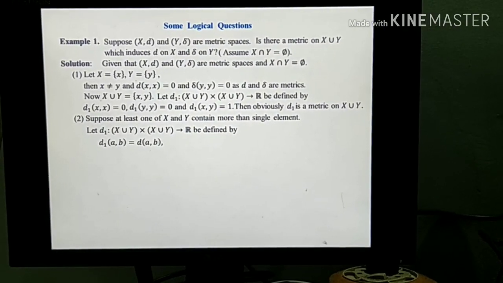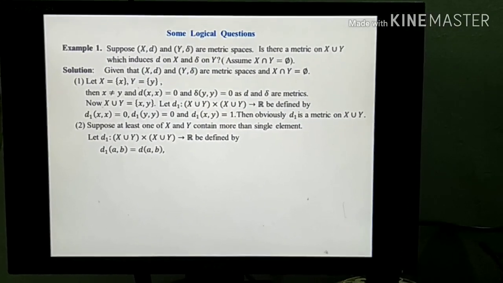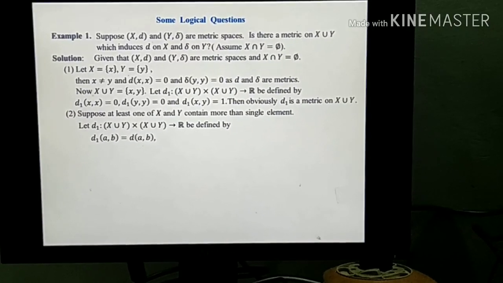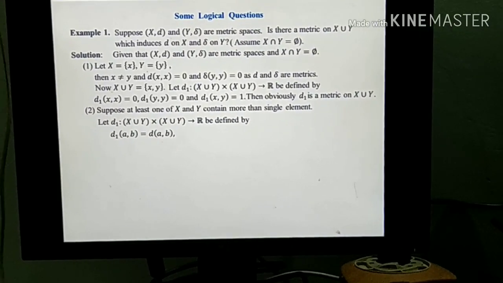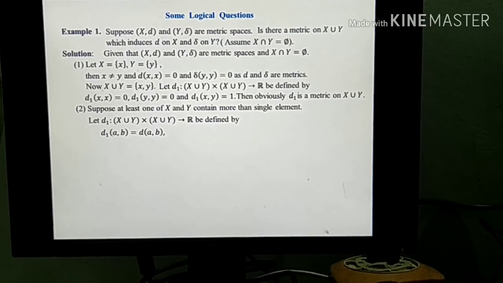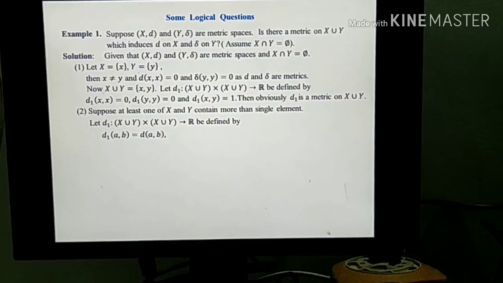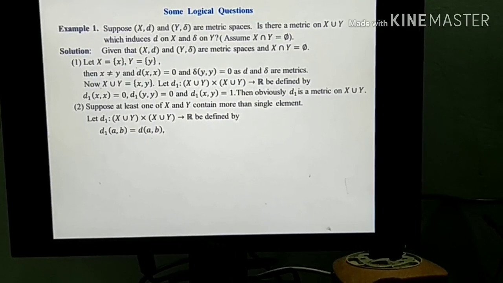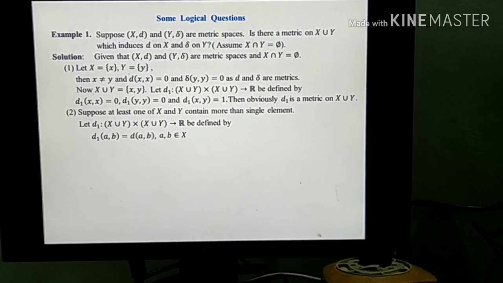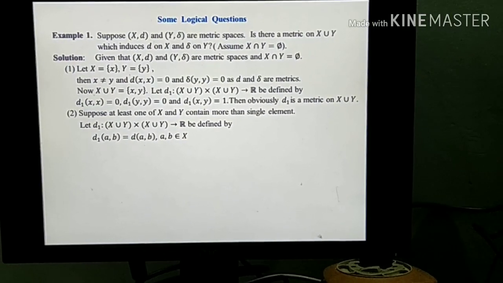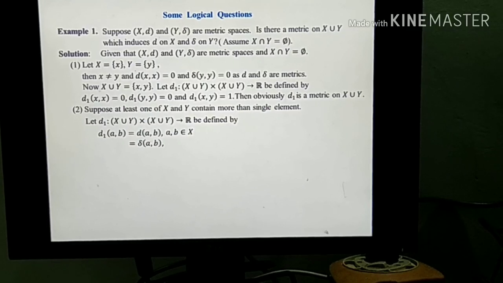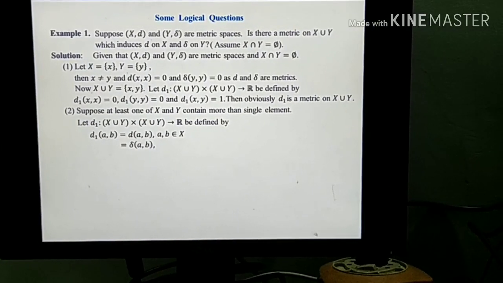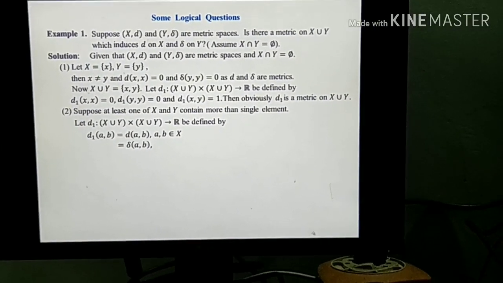d1(A,B) is equal to d(A,B). What is d? d is the metric on X. That means when A and B both belong to the same set X, then d1(A,B) equals d(A,B). Again, if A and B belong to the same set Y, then we define d1(A,B) equal to delta(A,B), as delta is a metric on Y.